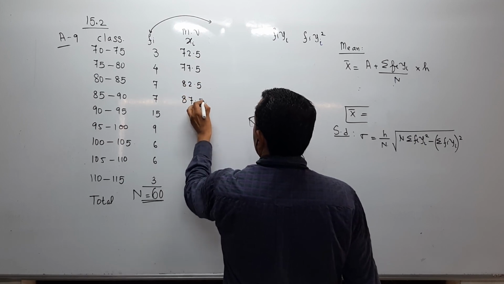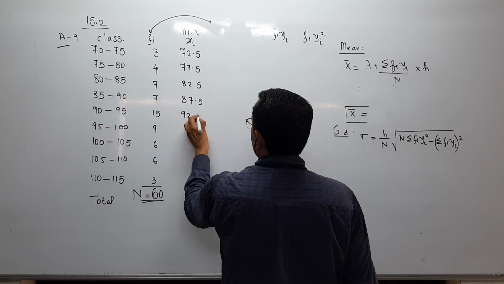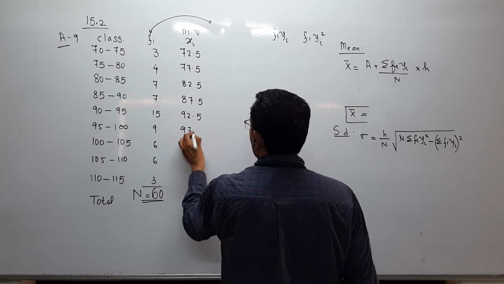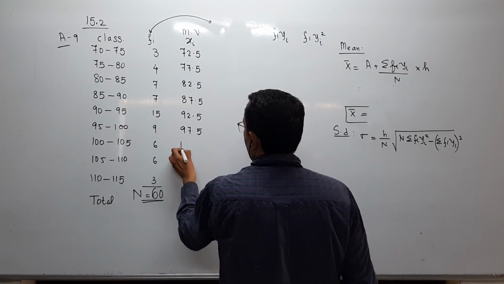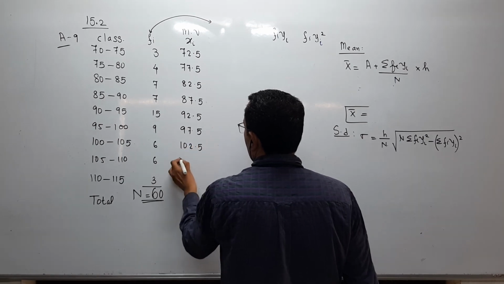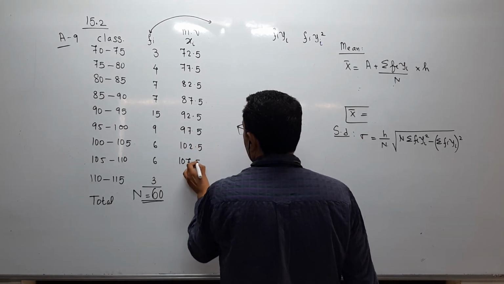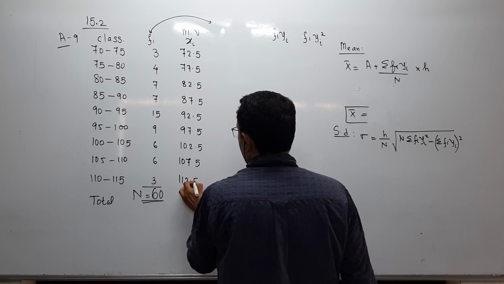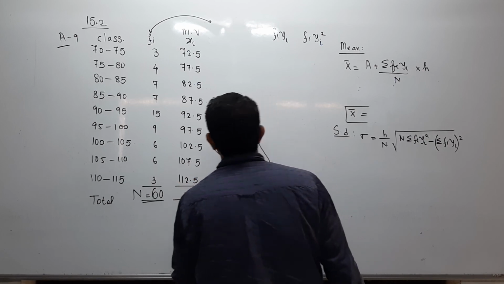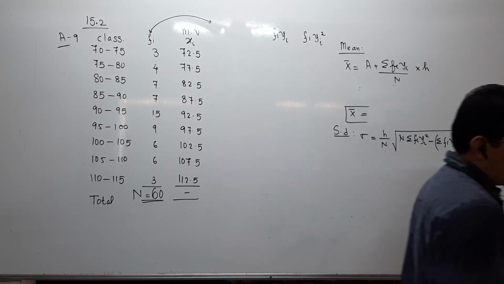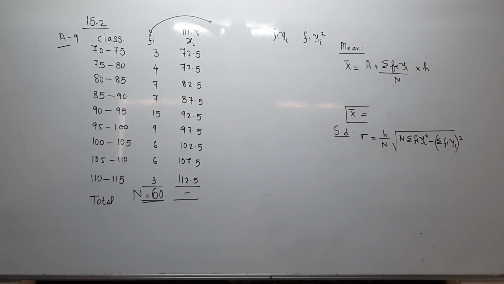82.5, 87.5, 92.5, 97.5, 102.5, 107.5, 112.5. These are our corresponding mid values.